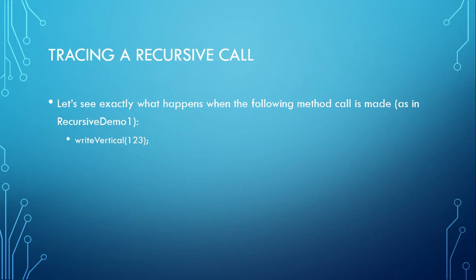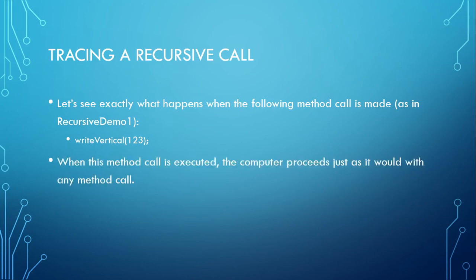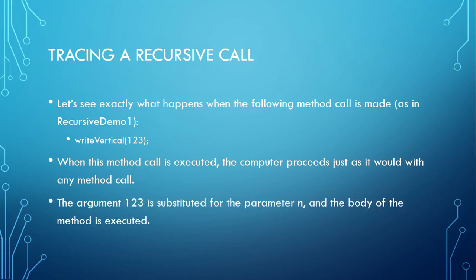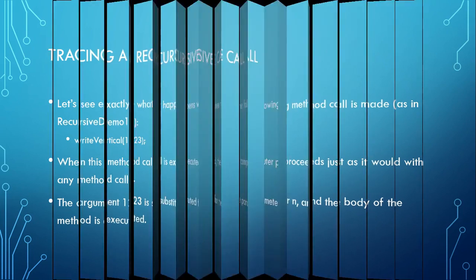So let's see exactly what happens when the following method call is made, as in recursion demo 1: writeVertical(123). When this method is executed, the computer proceeds just as it would with any method call. The argument 123 is substituted for the parameter n and the body of the method is executed.